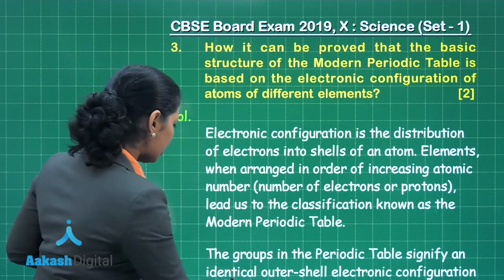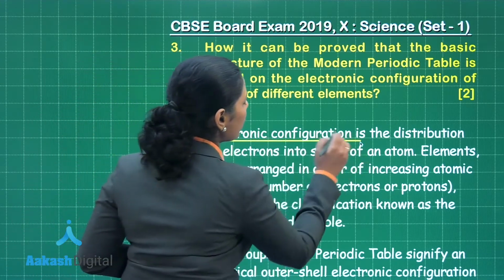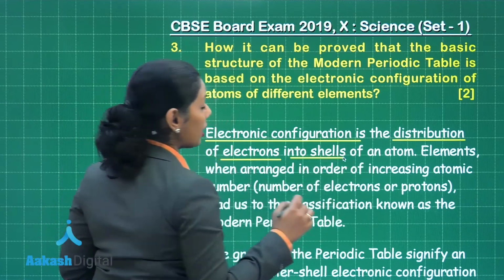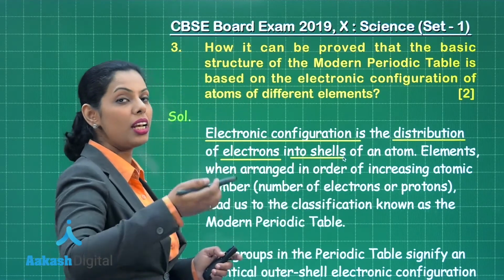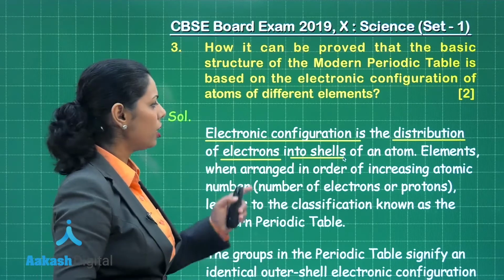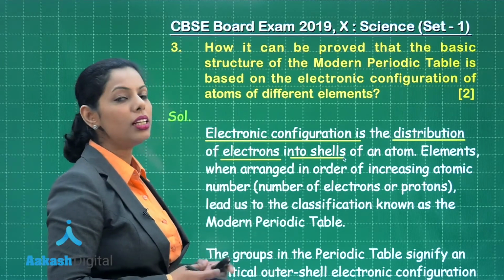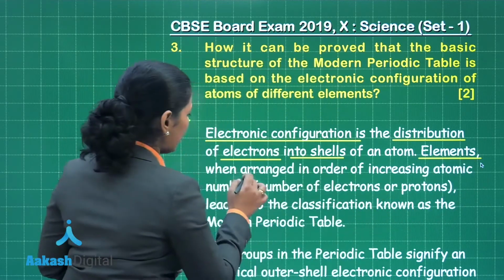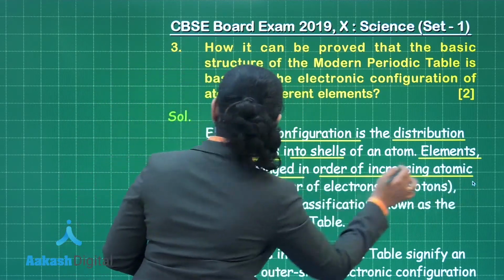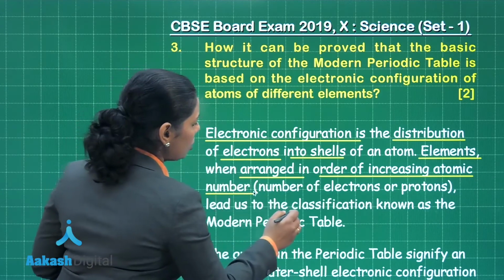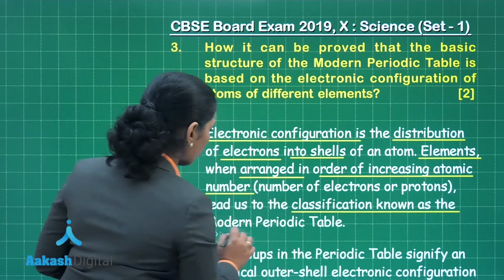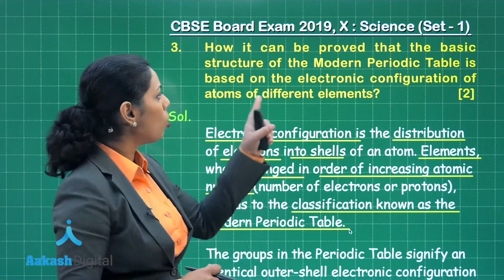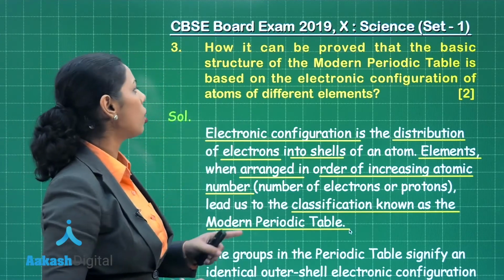We can write here that the electronic configuration is the distribution of electrons into shells. We know that electrons are distributed in different shells: K shell, L shell, M shell and N shell. We distribute electrons in these shells, that results in electronic configuration. Elements, when arranged in order of increasing atomic number, lead to the classification that is known as the modern periodic table. And in this way we can say that the modern periodic table is based on the electronic configuration of atoms of different elements.